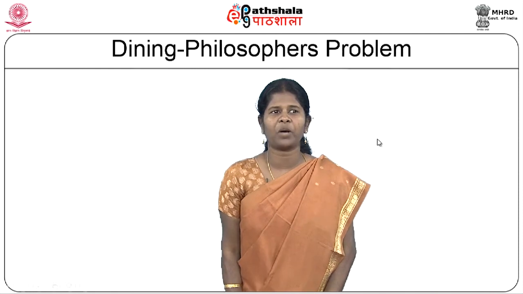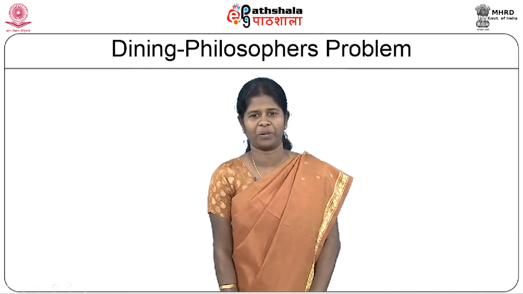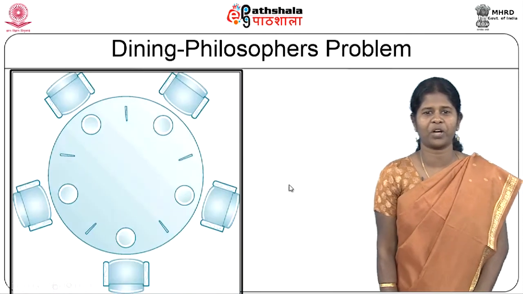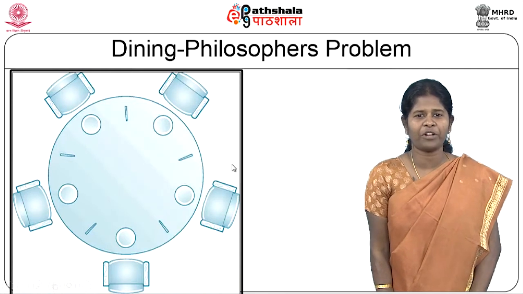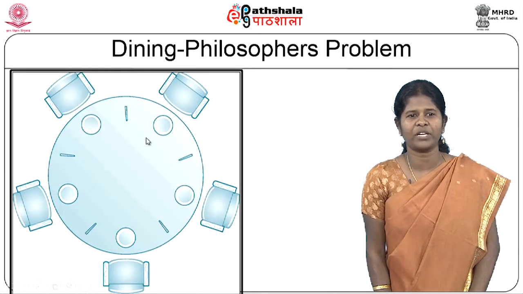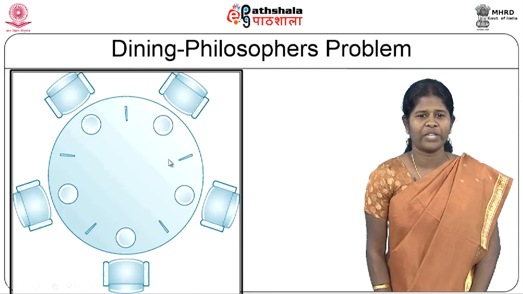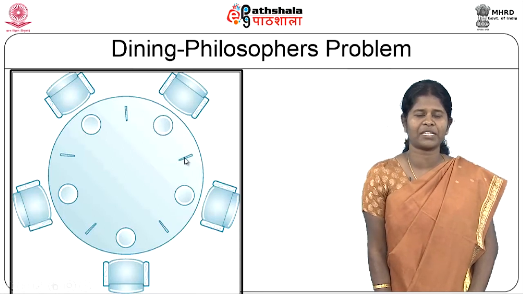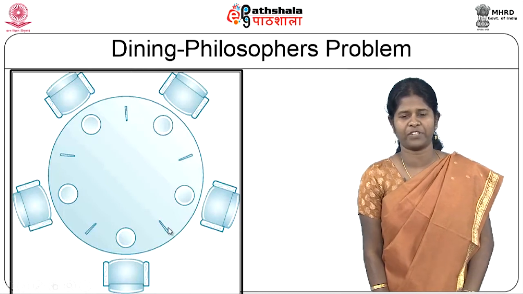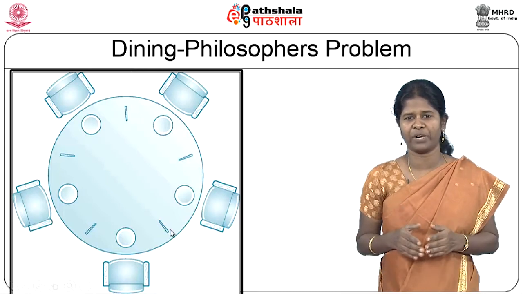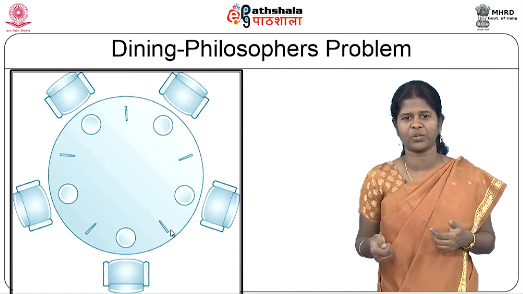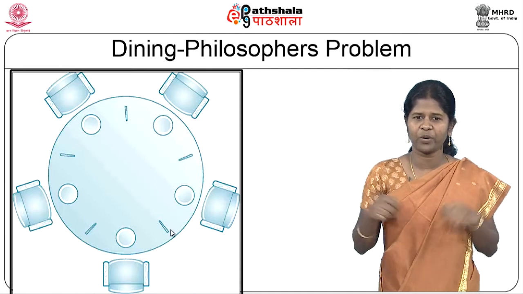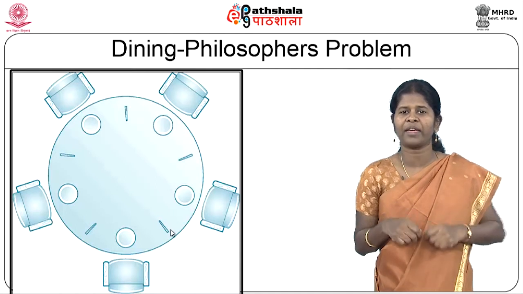Now, we have another problem called the Dining-Philosophers Problem. This is a very interesting problem where a number of philosophers are sitting around a table and dining. They have a bowl of, say, spaghetti and have to use the chopsticks placed to their right and to their left. Each philosopher must use both the right and the left chopstick to dine.